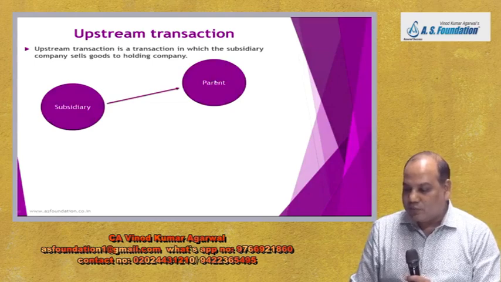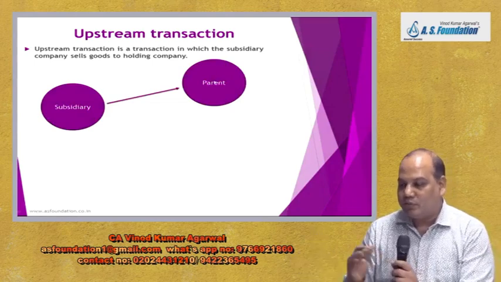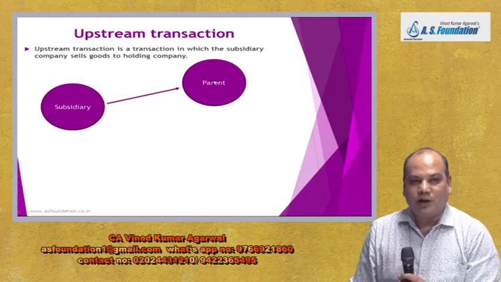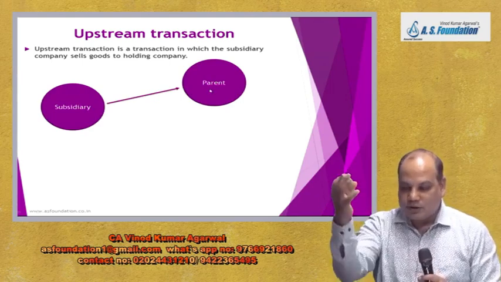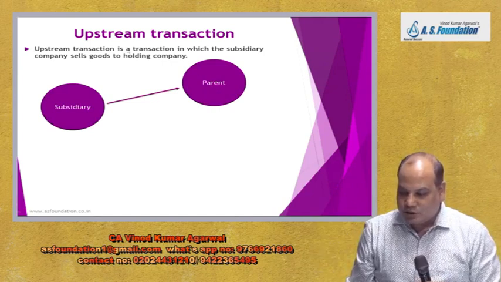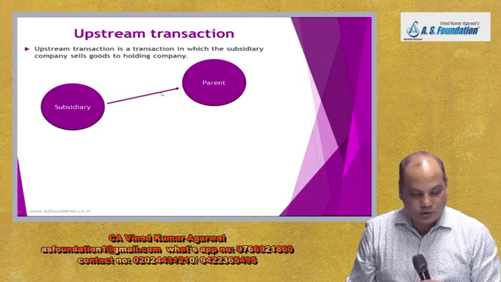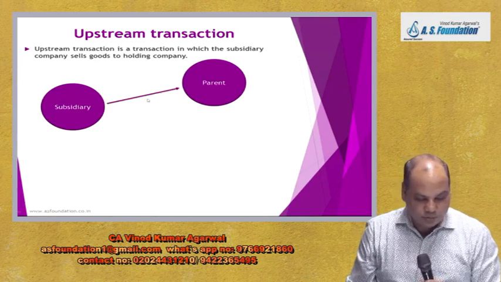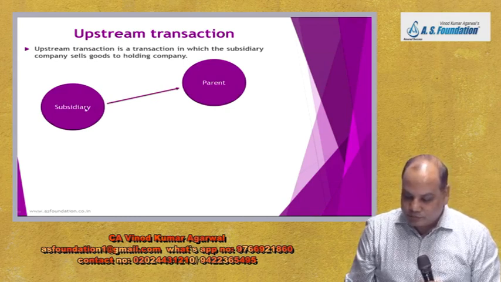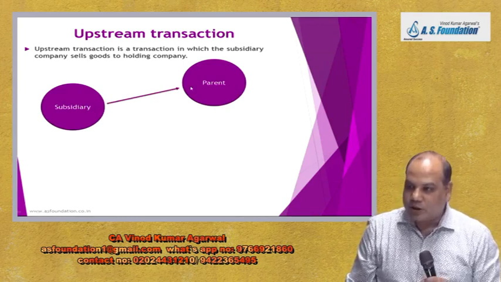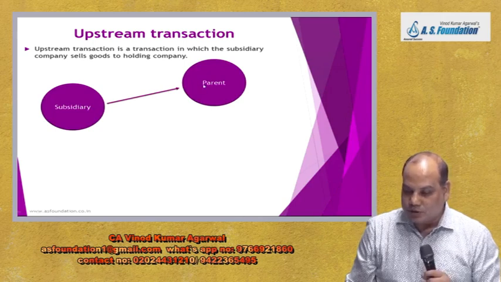How the second effect will be given, from where that unrealized profit will be eliminated. One, reduce from inventory. Second, check whether it is an upstream or a downstream transaction. In your note I have written upstream, downstream. Point 1, upstream means subsidiary to parent. So downstream means parent to subsidiary.